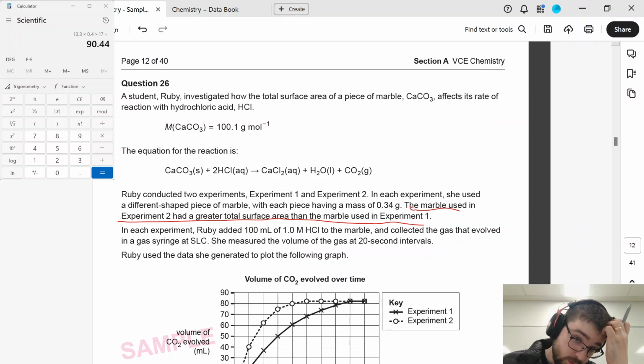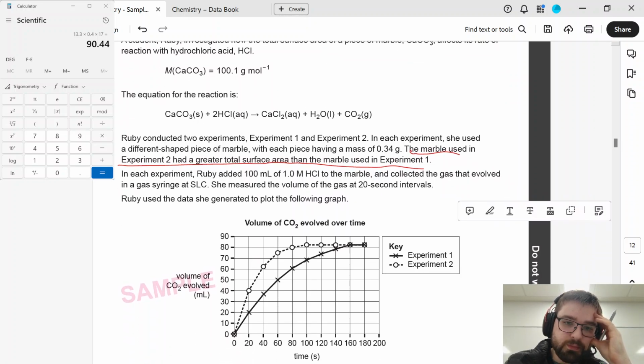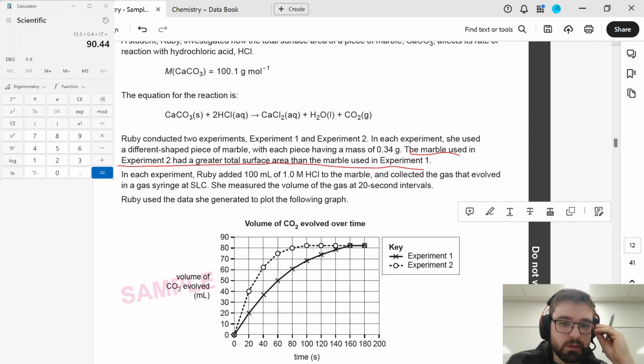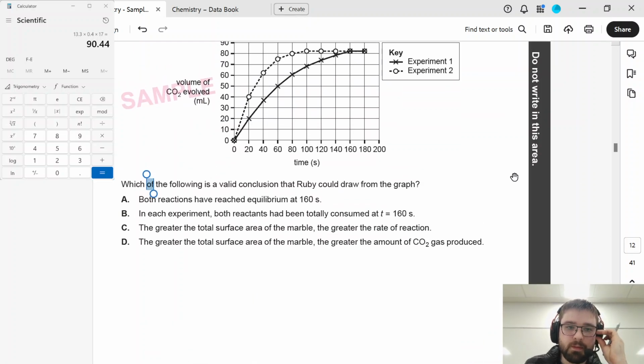In each experiment Ruby added 100 mL of 1 molar hydrochloric acid to the marble, collected the gas that evolved in a gas syringe at SLC. She measured the volume of the gas at 20-second intervals. Here's a plot. Okay, that makes sense. It's a bigger surface area, so it goes faster. Which of the following is a valid conclusion that Ruby could draw from the graph?